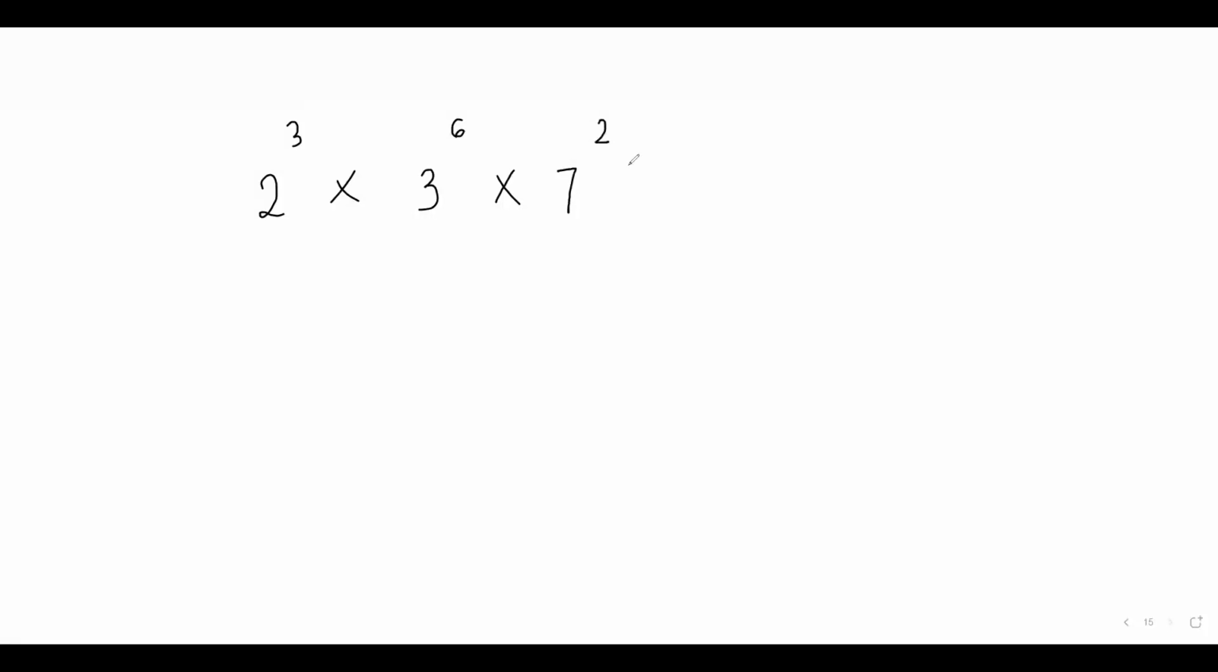Is this a cube number? Why would you say no? Cube numbers means you should have multiples of 3. This is a cube number, this is a cube number, but this is not a cube number. To make this a cube number, it has to have another 7.